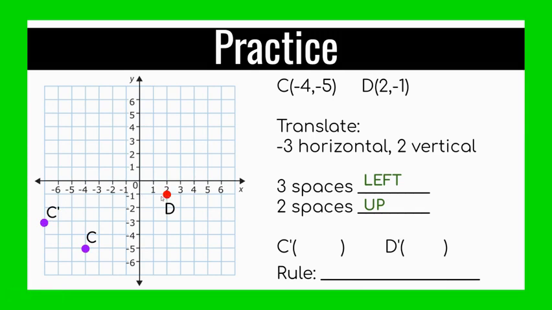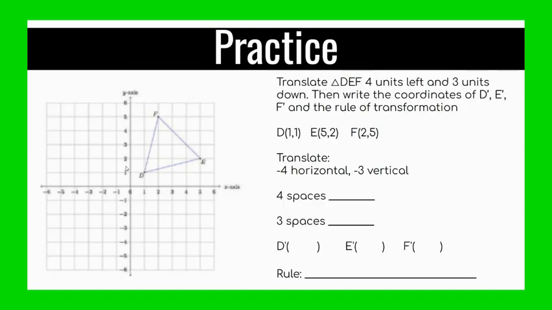I'll do the same thing to D here. I'm going to move 3 spaces left, 1, 2, 3, and I'm going to move 2 spaces up, 1, 2, so I end up at -1, 1 for D prime. Again, there's our coordinates. And to write the rule, we always start with our generic xy, and then we write what happened to the x and to the y. I subtracted 3 from the x and added 2 to the y, and that is our rule.